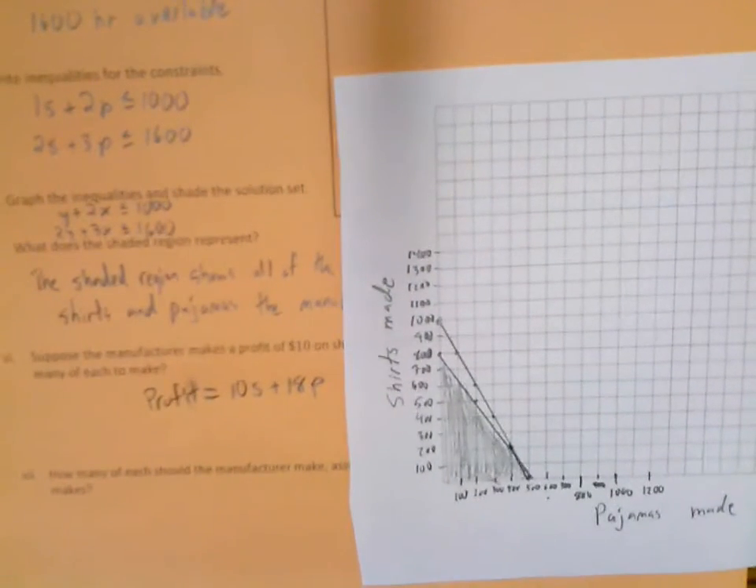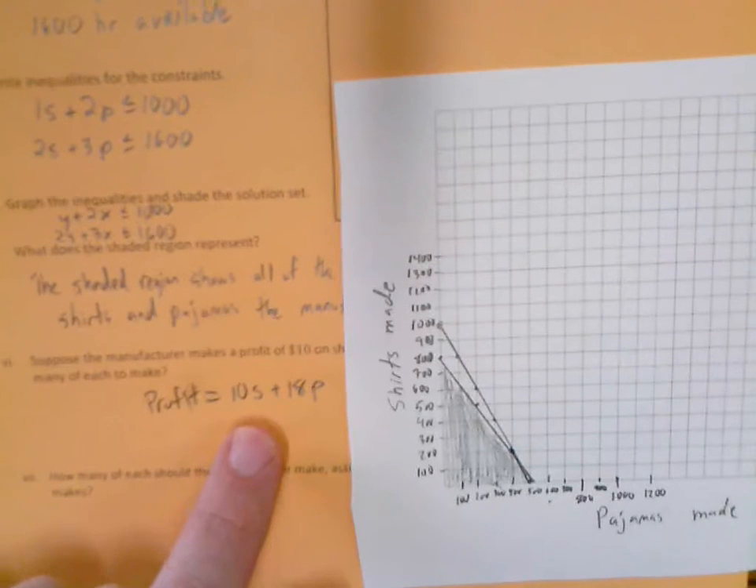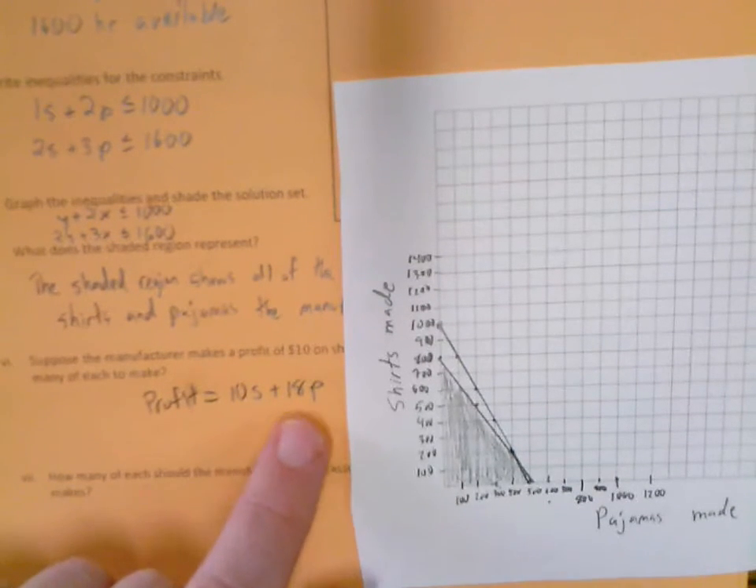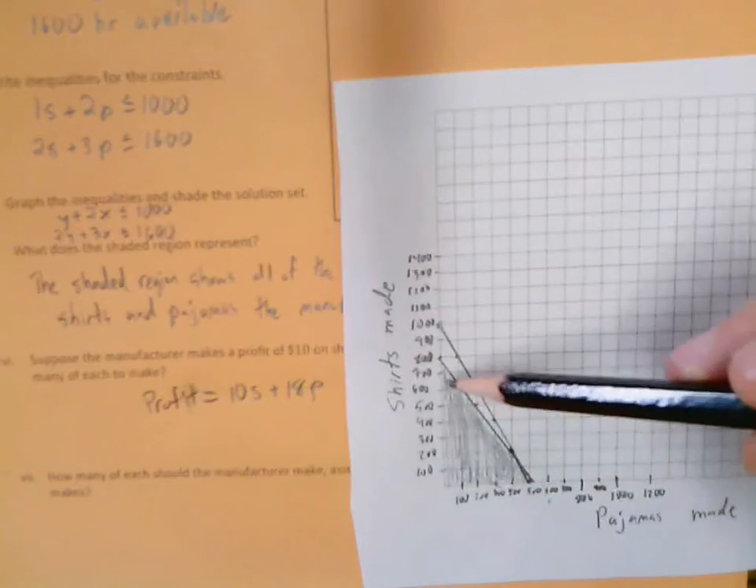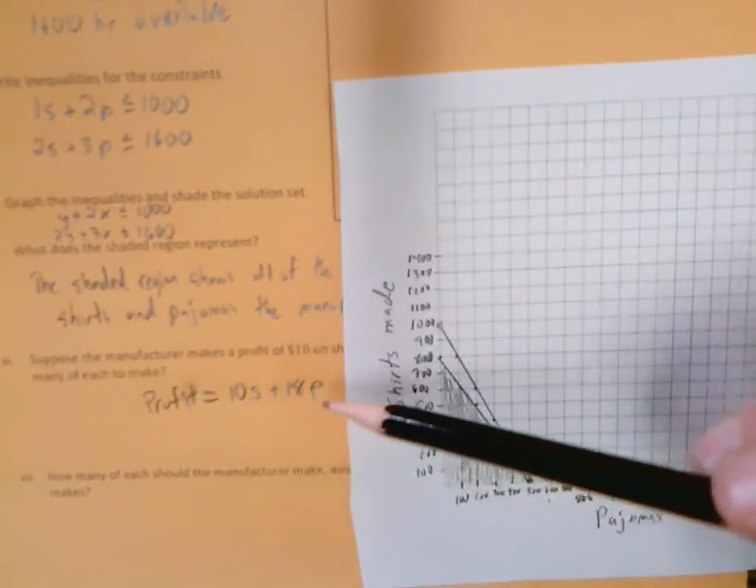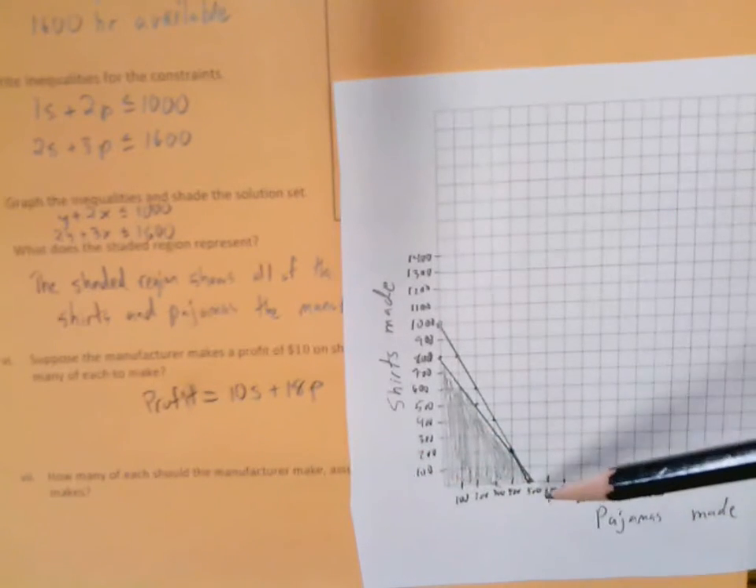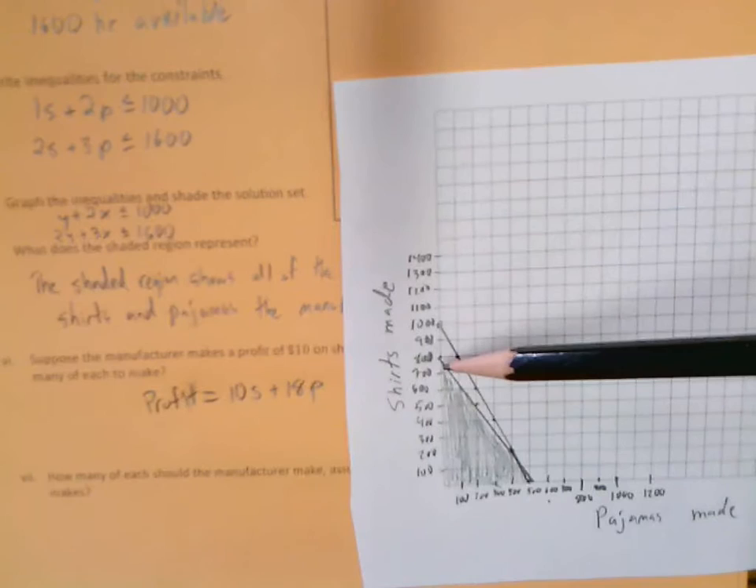So what I'm going to do is look at, I've made up an equation with my profit. I set that equal to 10 times the shirts plus 18 times the number of pajamas. Now, basically, I could try all the points in my graph that are possible points to see which one of these would give me the highest profit. But I know that it's going to be somewhere in here.